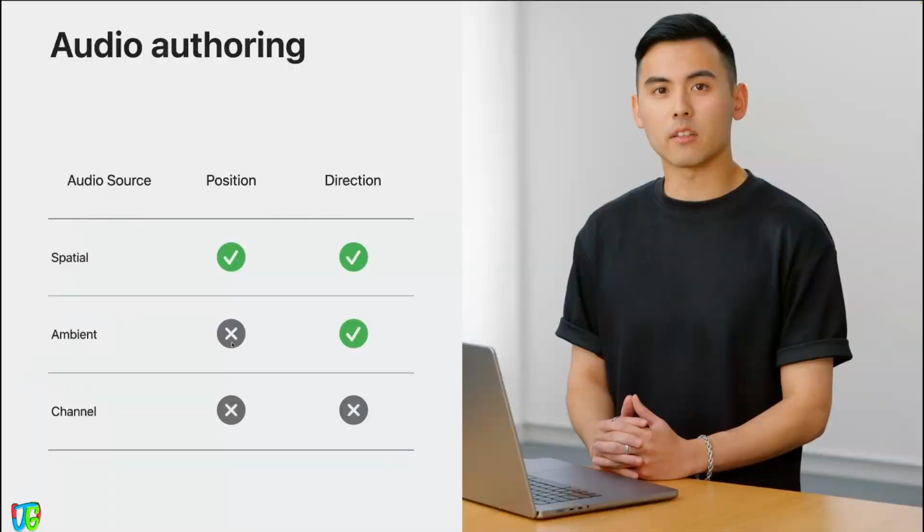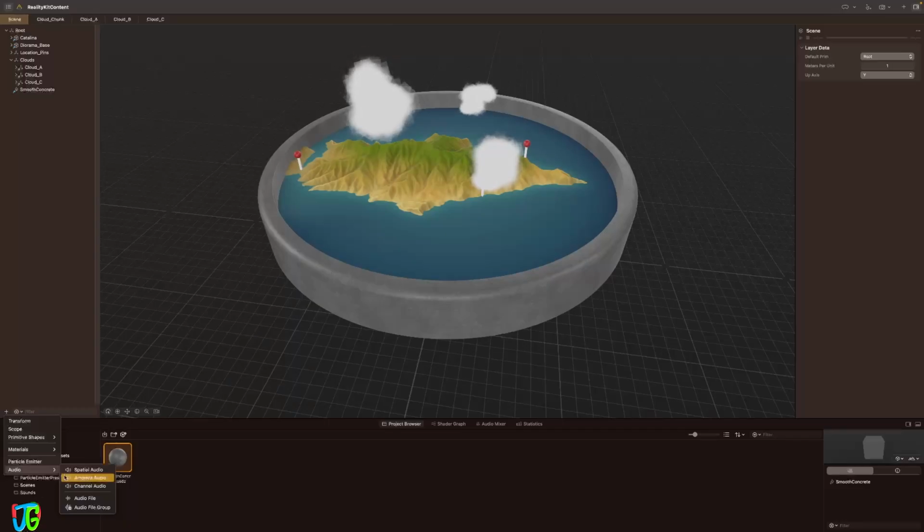So let's talk about audio. Spatial audio has both position and direction. We're going to have birds in our scene. So a bird has a position, and from its beak, it has a direction that you should hear the audio from. Ambient audio only has a direction. So for example, if you wanted to have wind coming from the east or west, it only has a direction. It does not have a position. No matter how far you go to that direction, you're always going to hear the wind coming from that direction. Now last but not least, channel does not have position or direction. So I want to create a bird with spatial audio, and then we will add it here.